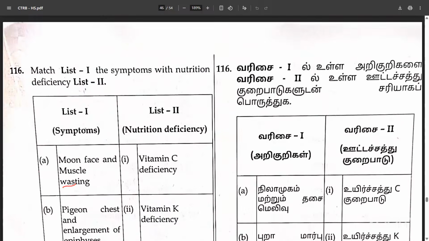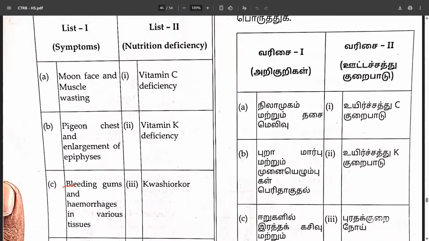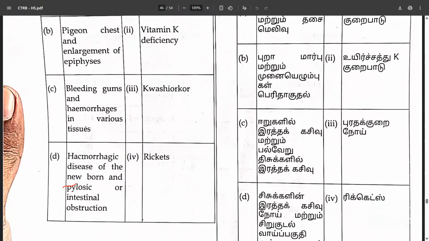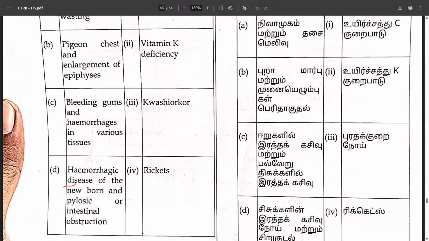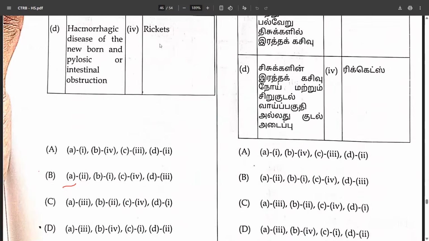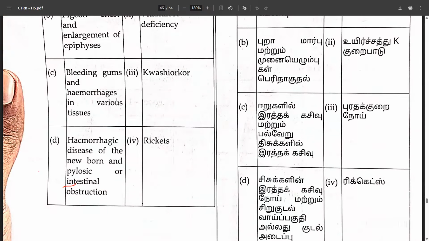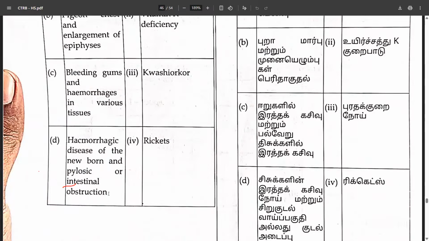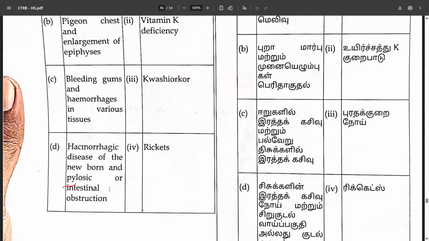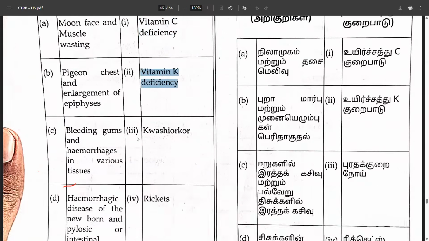Now there is a match type of question. They have given symptoms and you have to match them with their nutritional deficiency. Moon face and muscle wasting is marasmus. Typical kwashiorkor symptoms, okay, so A will be that. Then we have vision, chest enlargement will be related to rickets. Then we have bleeding gums and hemorrhages, which is scurvy, vitamin C deficiency. Then we have hemorrhagic disease of newborn, that will be vitamin K deficiency, lack of vitamin K.